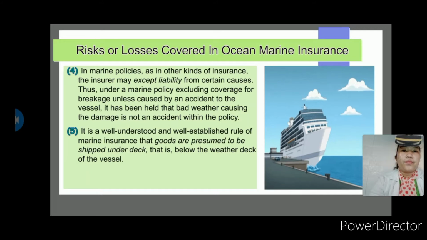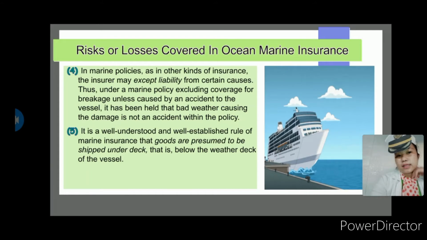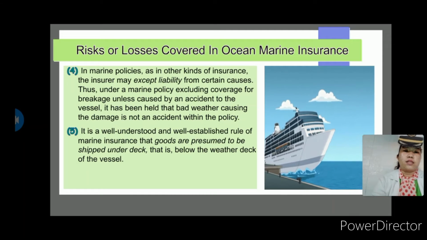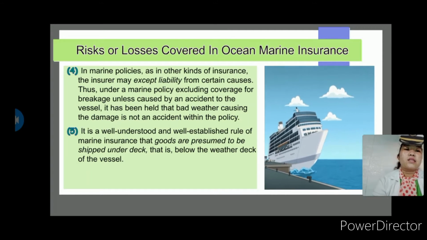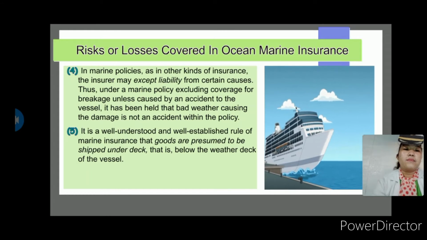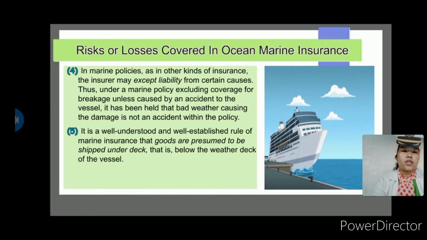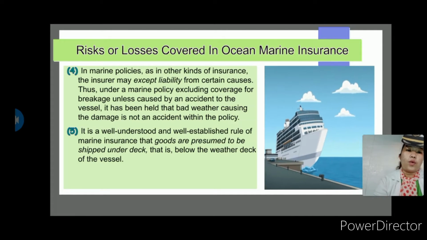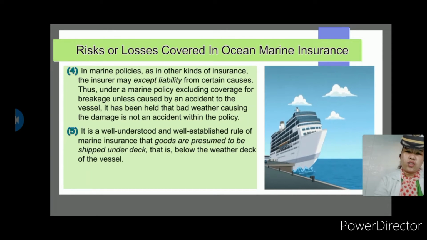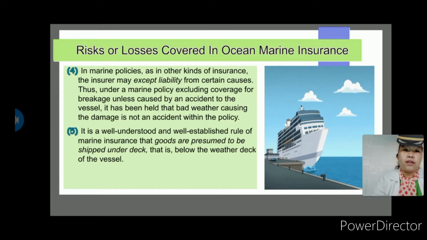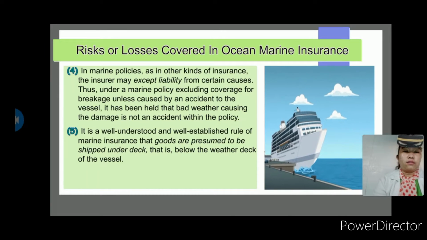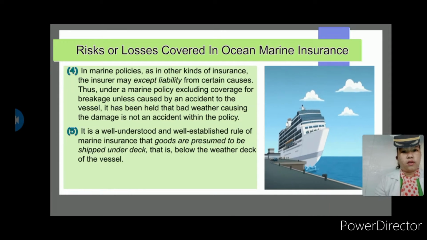Number 4. In marine policies, as in other kinds of insurance, the insurer may exempt liability from certain causes. Thus, under a marine policy excluding coverage for breakage unless caused by an accident to the vessel, it has been held that bad weather causing damage is not an accident within the policy. So the insurer has the freedom to exempt liability from certain causes. Now it depends upon the discretion of the insurer.